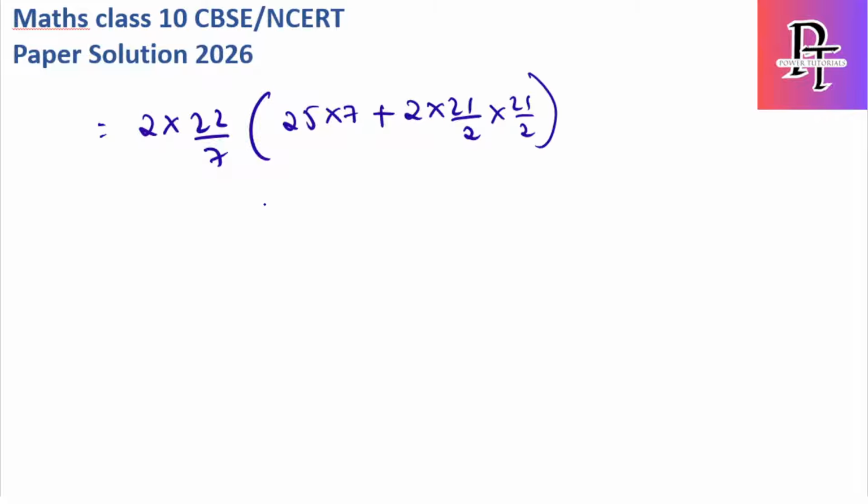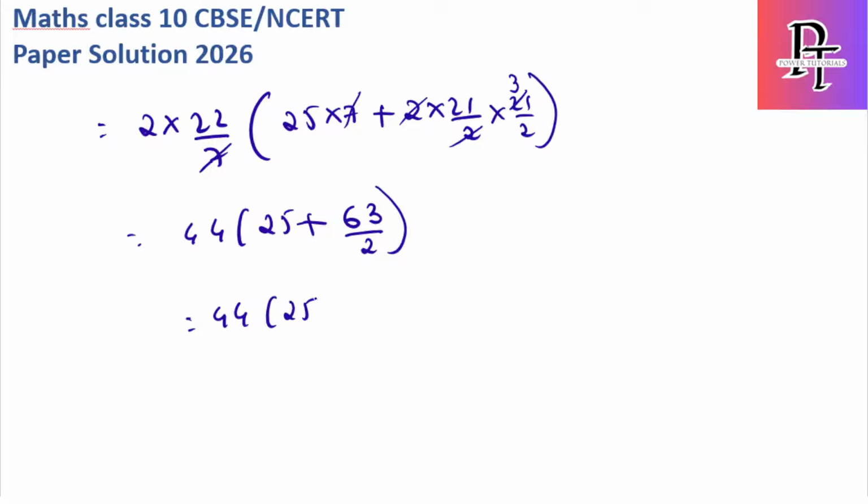Okay, let's see what all we can cancel out. So 2 gets cancelled out, here also 21 is there, so this 7 gets cancelled out and 7 3's will get cancelled out. Okay, so the remaining are 44 into 25 plus 2 into 21 into 3 by 2, it is 63 by 2. So it is 44 into 25 plus 31.5, so it is 56.5.